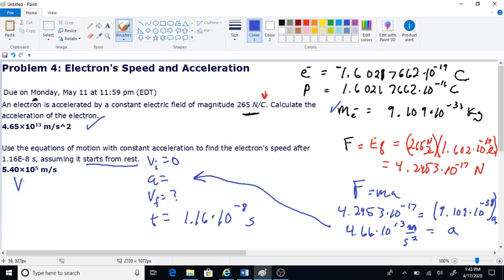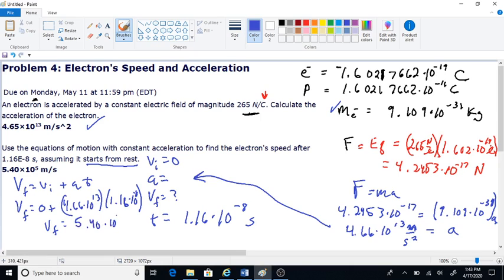Oh, okay. V final equals V initial plus at. And we have V final equals 0 plus a, which is 4.66 times 10 to the 13th, times this tiny time of 1.16 times 10 to the minus 8th. Okay, and then we do that. The final velocity is equal to 5.40 times 10 to the 5th meters per second, which is a very high speed.